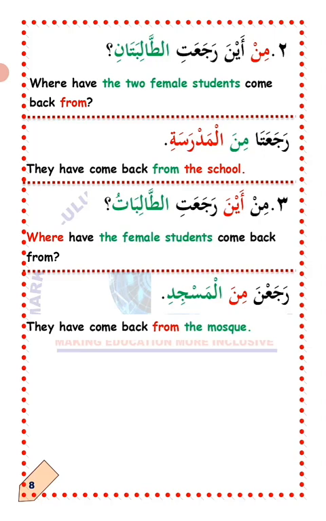ثلاثة, number 3. من أين رجعت الطالبات? Where have the female students come back from? Now the answer, رجعن من المسجد. They have all come back from the mosque. لعلك فهمت. I hope you understand.